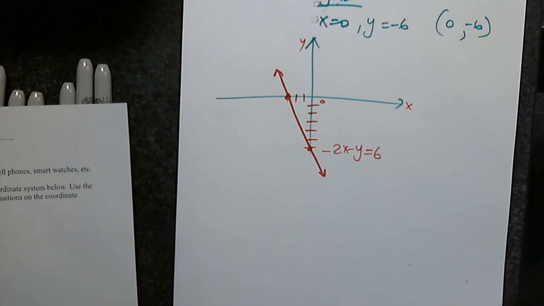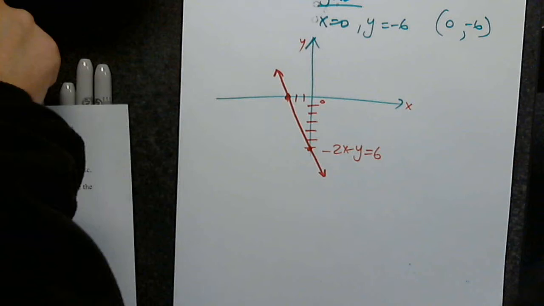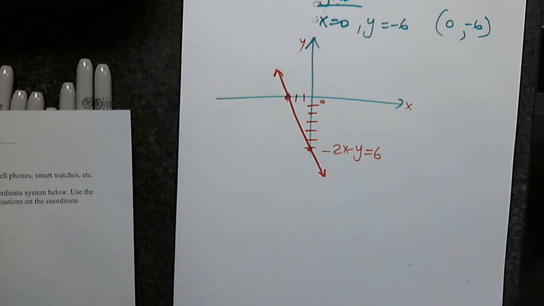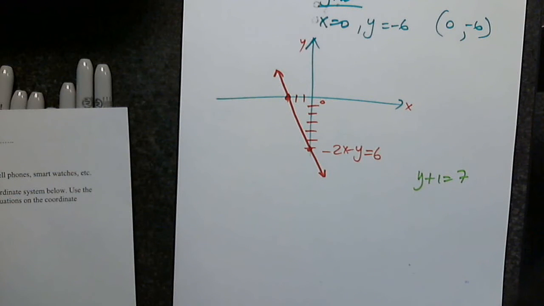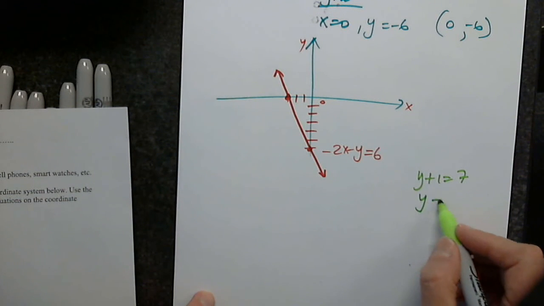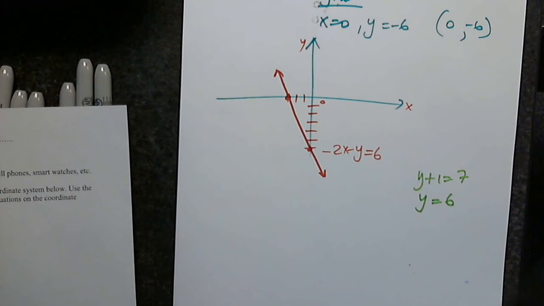Any questions on this? Okay, I have y plus 1 equals 7. What do I have to do first? Anyone? You move 1 to the other side. Of course. I moved 1 to the other side by subtracting 1 from both sides. Excellent. What do I do next?